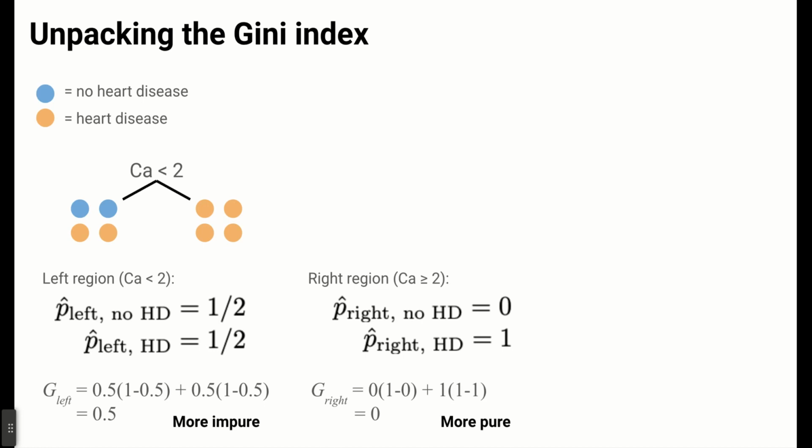Impurity in a tree region is undesirable because it makes the prediction in that region more uncertain. For a case with less than 2 visible vessels, it's a 50-50 as to whether they have heart disease. On the other hand, for cases with at least 2 visible major vessels, it's entirely certain, at least in the training data, that the individual has heart disease.